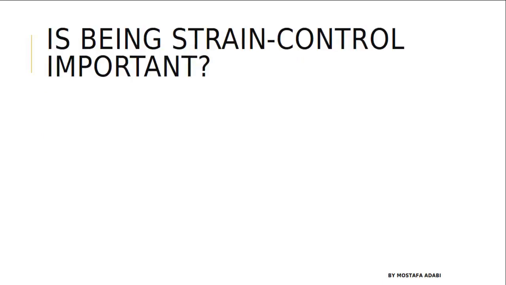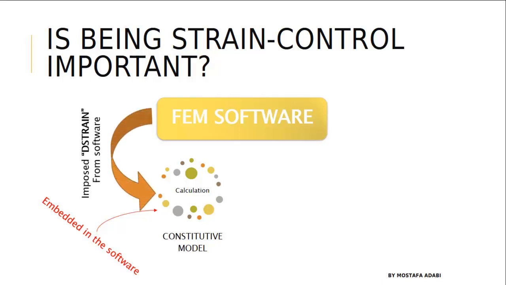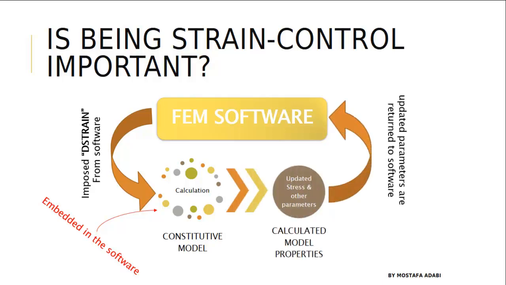You may ask why being strain controlled is important. It's a good question. The reason is that the constitutive models used in different FEM software like Abaqus and Plaxis work in the same way. It means that in each step of the analysis, the change of strain, or de-strain, which is specified by the software from the previous step, is given to the constitutive model, and the model updates the stresses and other parameters in the same way. So we can easily implement this code in FEM software and analyze more complicated problems.